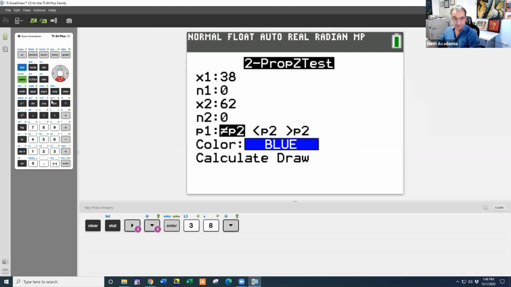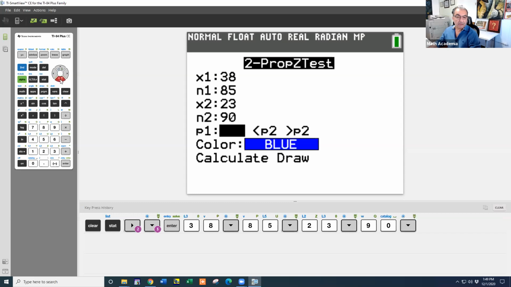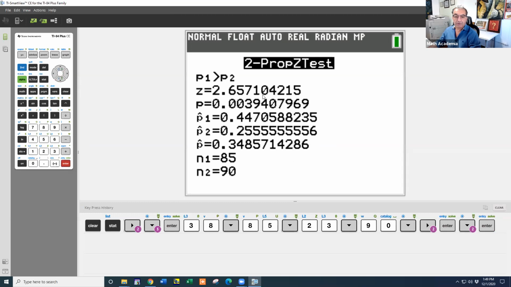N1 is given to be 85. X2 is given to be 23. And N2 is given to be 90. And of course, the problem said P1 is greater than P2, so enter that. And you can calculate, so 2.6571, so that's what we get, we said 2.66.